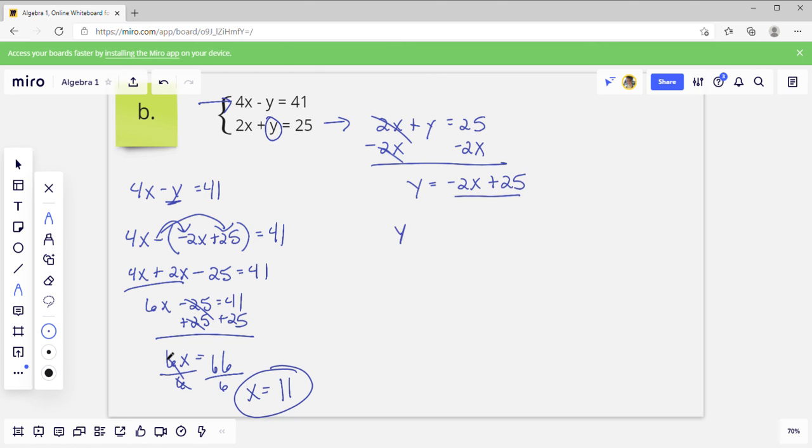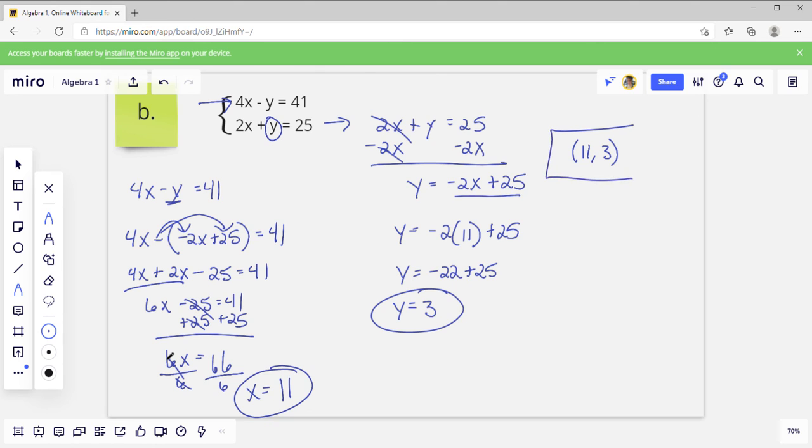Okay, now I just got to plug that in to find my y value. So I'm just going to go y equals negative 2 times x, which is 11, plus 25. Y equals negative 22 plus 25. That's really 25 minus 22. So y equals 3. So our answer is going to be 11 for our x value and 3 for the y value. And that's the answer to that one.